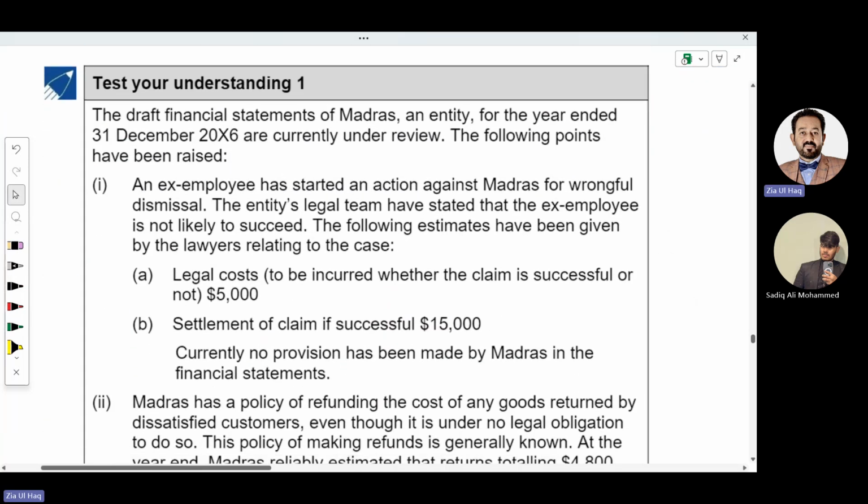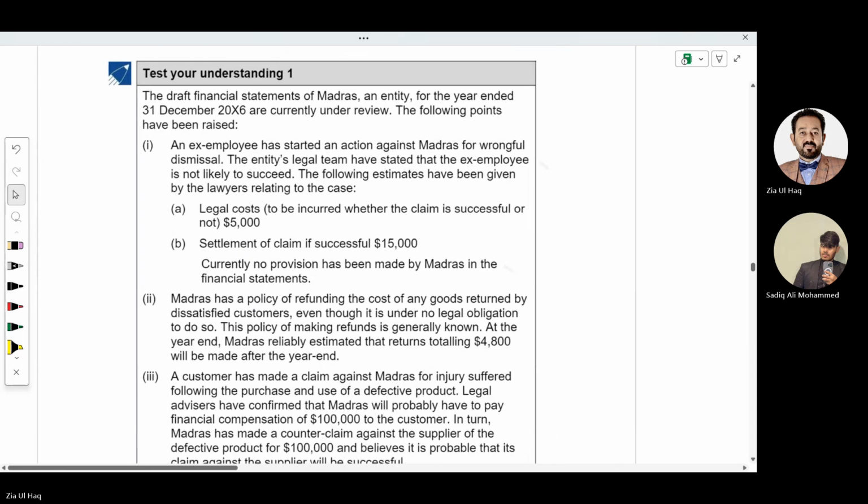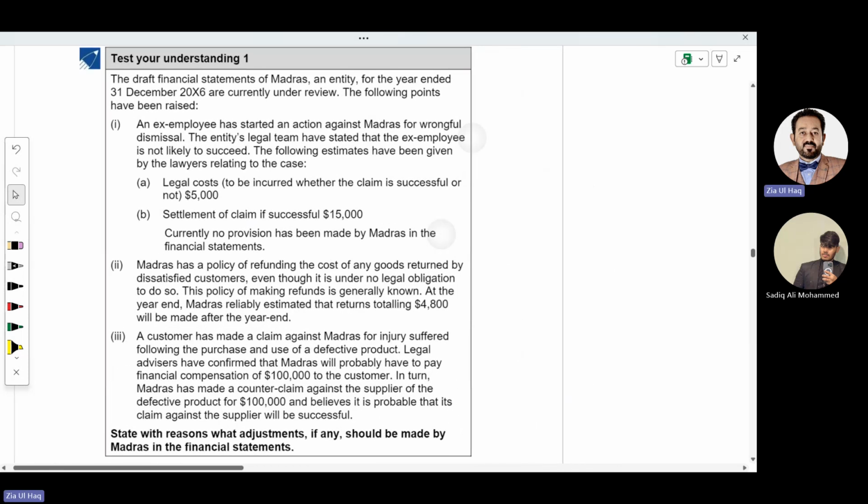Test your understanding one. What you need to do: state with reasons what adjustment, if any, should be made by Madras in the financial statements. I mean, where the company needs to provide a provision, where the company needs to disclose a contingent liability or contingent asset, or simply a liability. We need to provide reasons. And there are three different cases that we need to deal with separately.